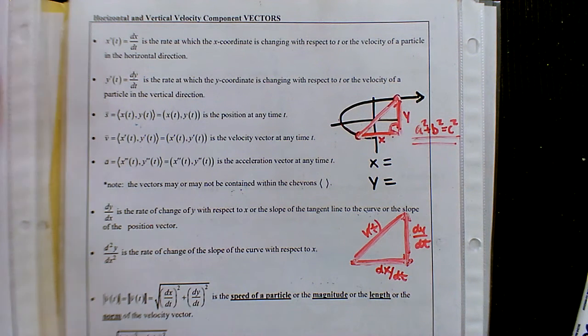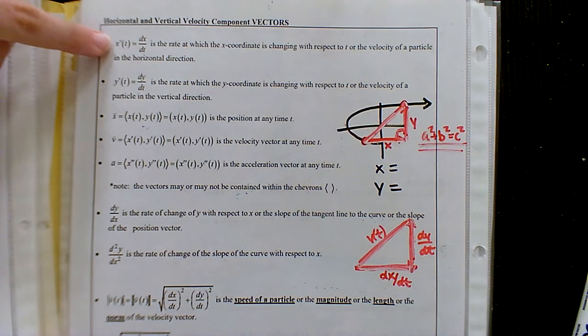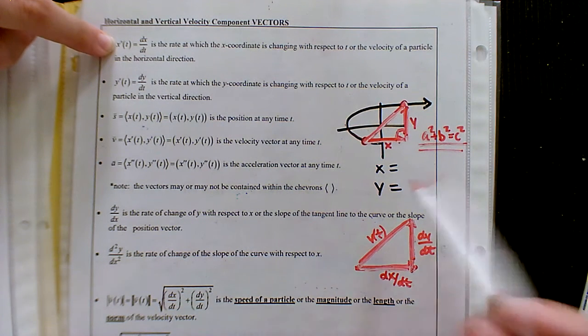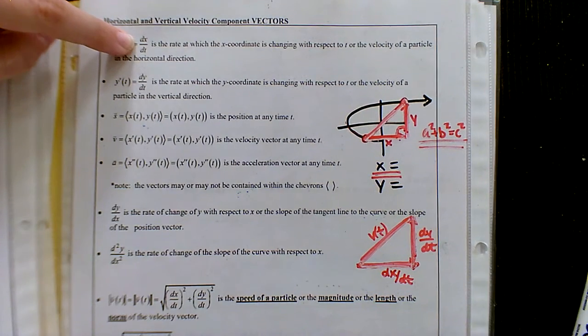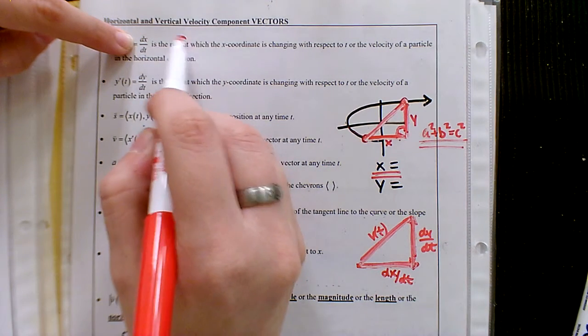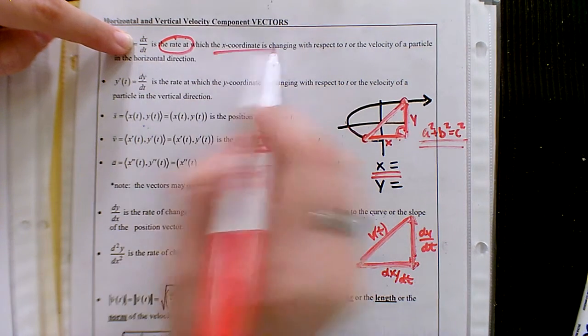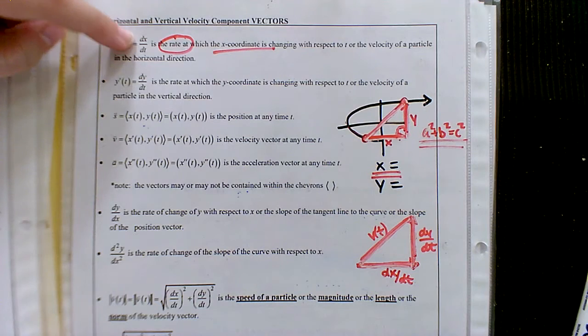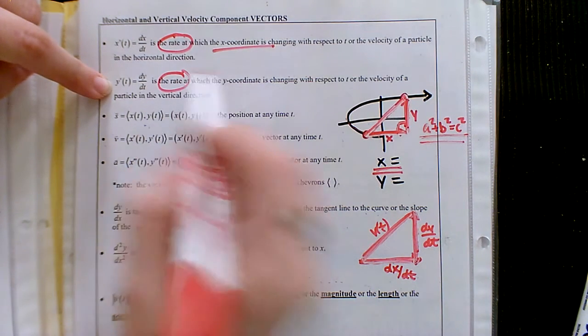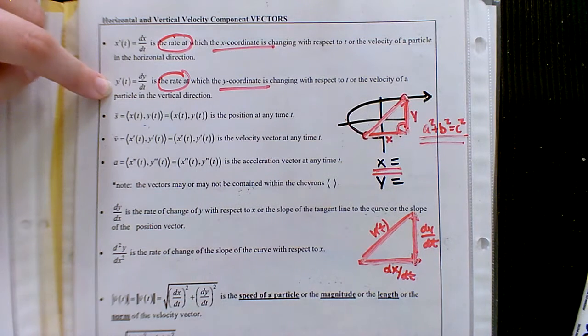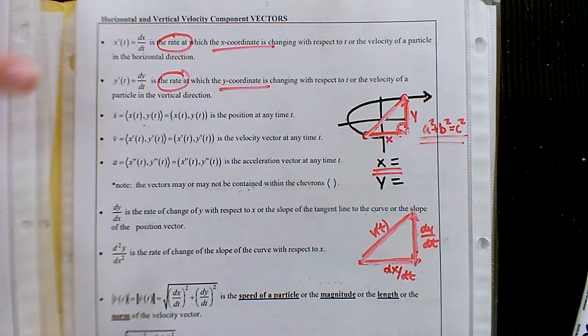So in terms of notation, we could symbolize the derivative of the x equation as x prime or dx over dt. Again, if it's a derivative, it's a rate. So this would be the rate at which the x coordinate is changing. Same thing with y. The derivative of y would be the rate at which the y coordinate is changing.